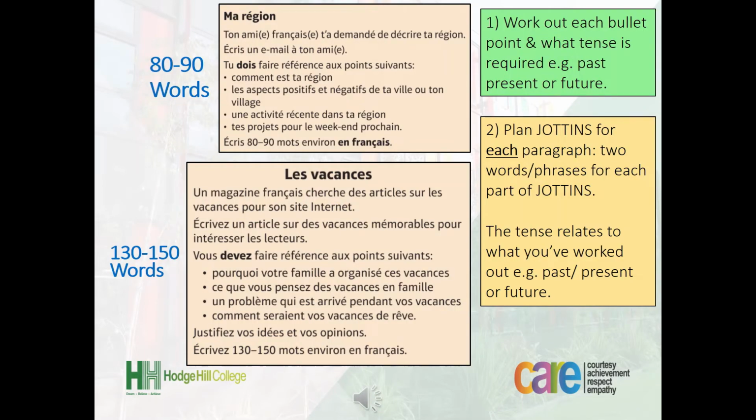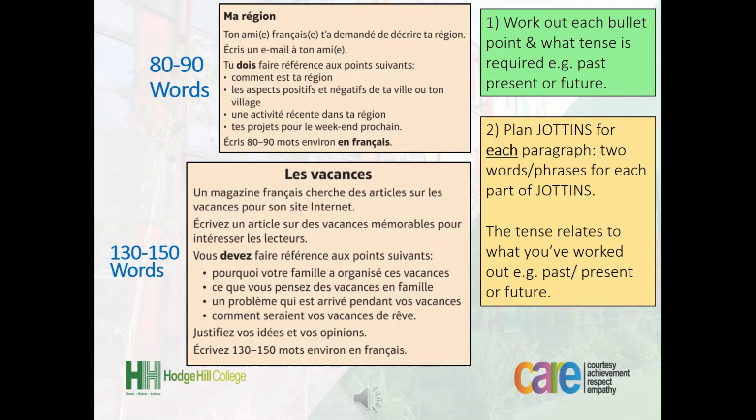The 80 to 90 word and the 130 to 150 word task in the higher paper have some similarities. For example, they both have 4 bullet points, and how you plan for them is very, very similar. Regarding the 4 bullet points, they are always the same category, so it's always 2 present tense, 1 past and 1 future, and you can rely on that.